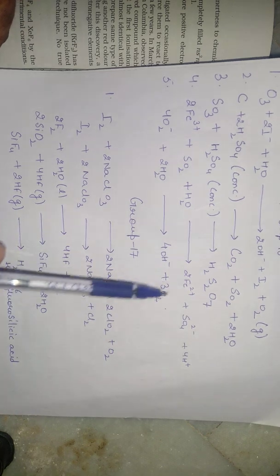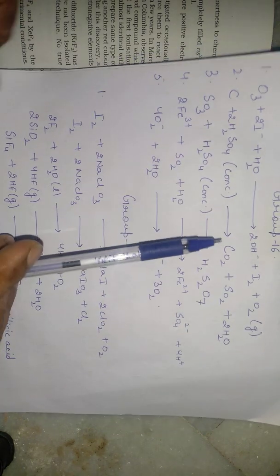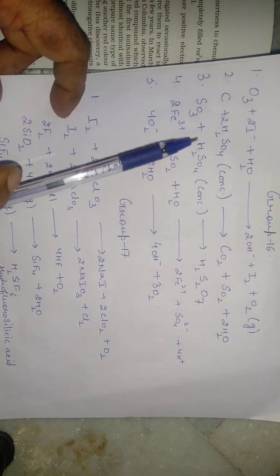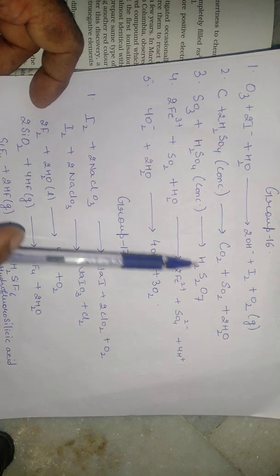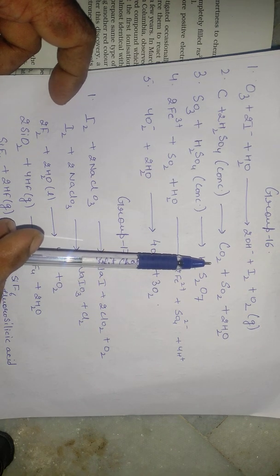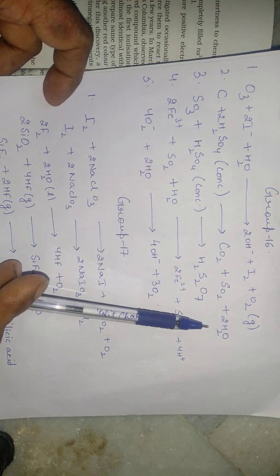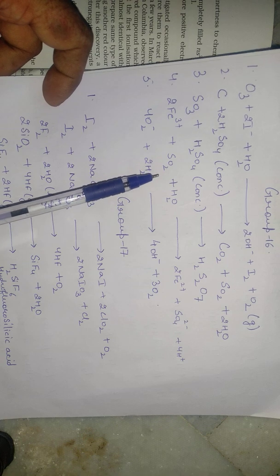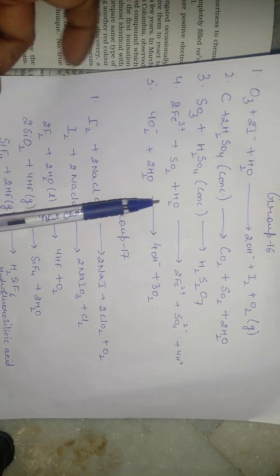If these reactions come in competitive exams, they might ask: when carbon reacts with sulfuric acid, it results in the formation of dash. Out of 4 options you have to choose one, or it might come as fill in the blanks. They will write down the reactants and you have to write down the products. These are all balanced equations, so take a snapshot also. You can write down the reactions in your copy.